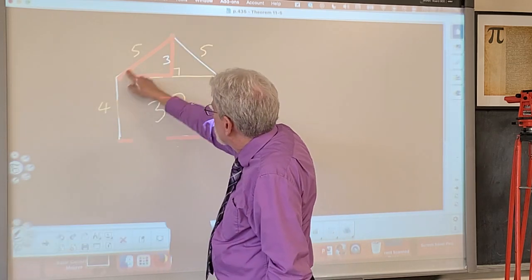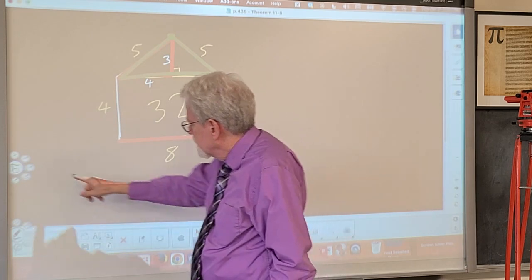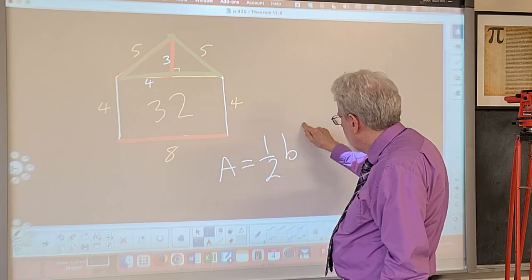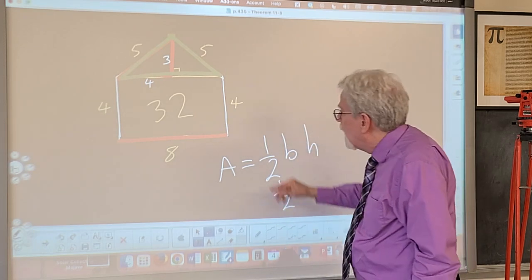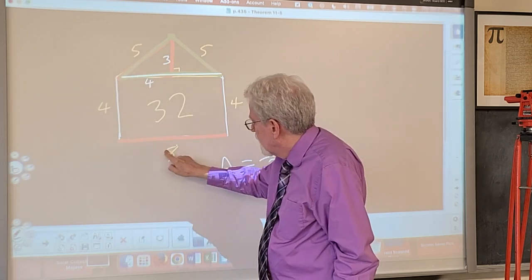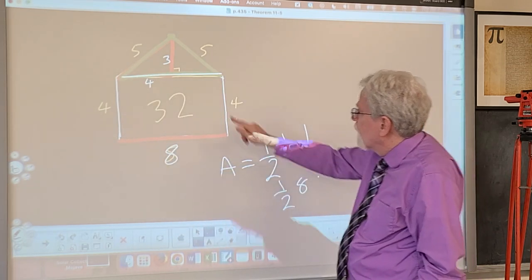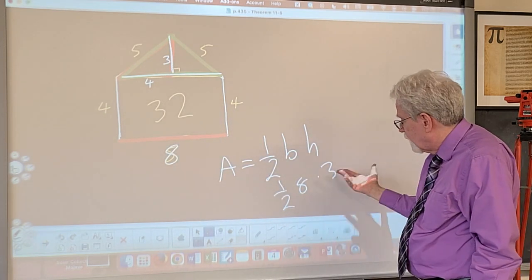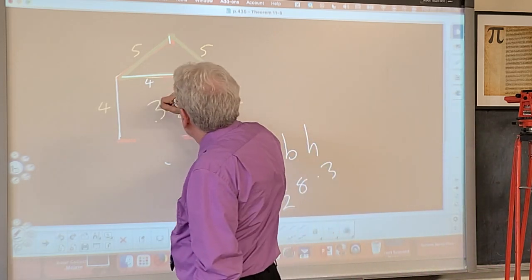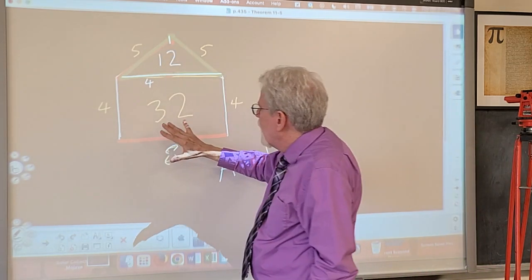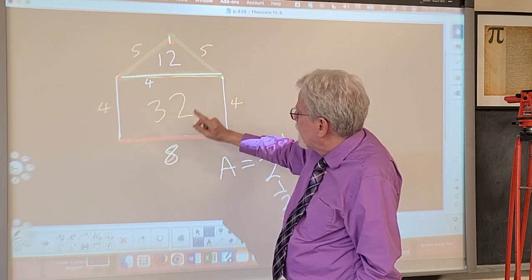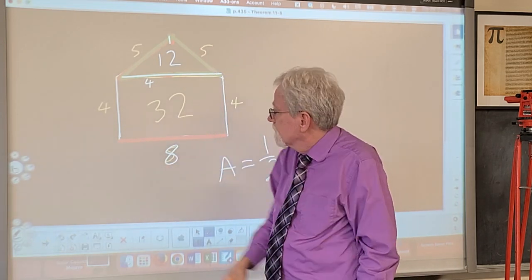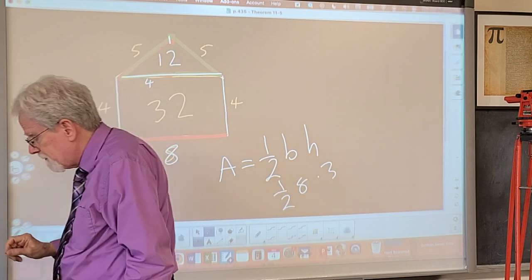Now let's look at the green triangle. What's its area? The area of any triangle is 1/2 times base times height. That's 1/2 times the base, which is 8, times the height, which is 3. So I would take half of 8 is 4. 4 times 3 is 12. So that means this guy up here is 12. So the entire area of rectangle plus triangle must be 32 plus 12. It's got to be 44. 44 indeed. And we're done.